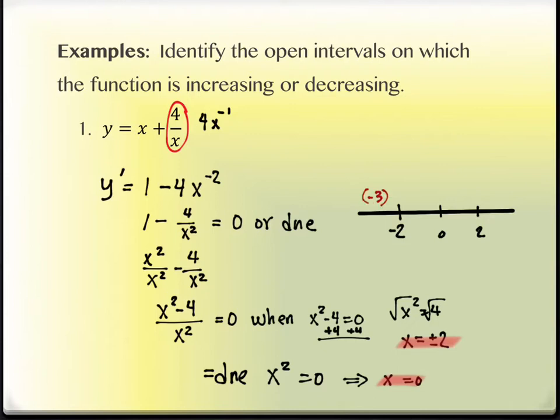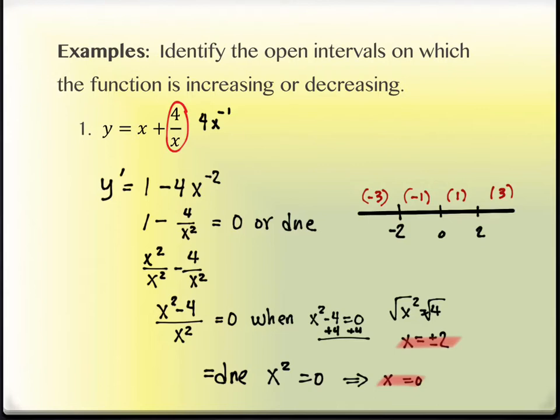Now I need a number to pick between negative 2 and 0. Negative 1's a nice choice. I need something to pick between 0 and 2. 1. And then I need something to pick after 2. I'll go with 3. Okay? It doesn't matter what you pick, just pick something that happens to be in that interval.